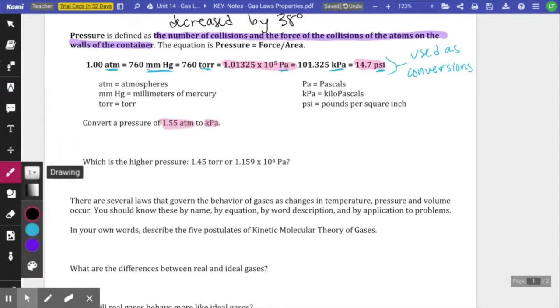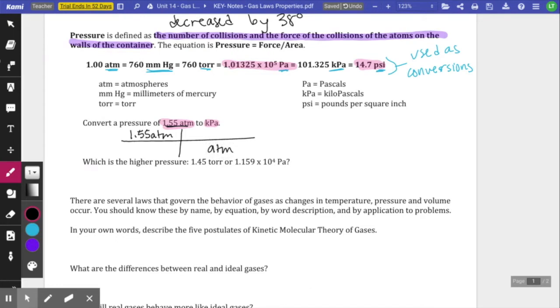The first step of dimensional analysis is always to take what's given. My given here is 1.55 atmospheres. Now the question is, is atmospheres what I want? No, we don't want atmospheres, we want kilopascals. So if no, drop it low.